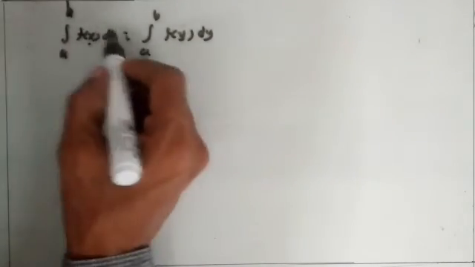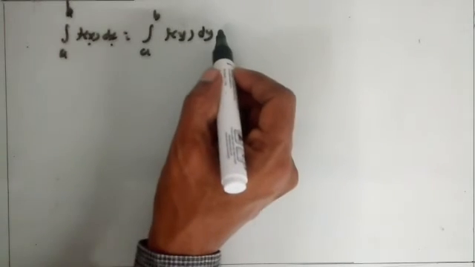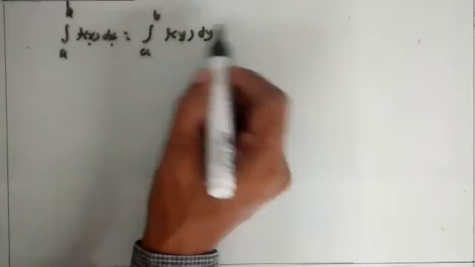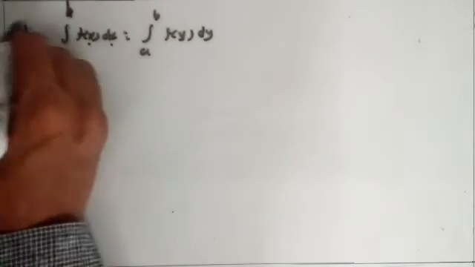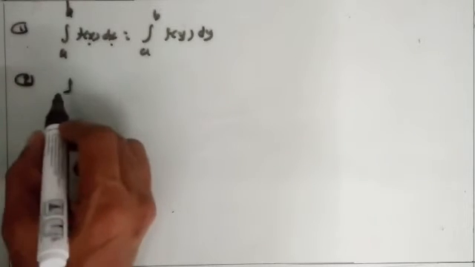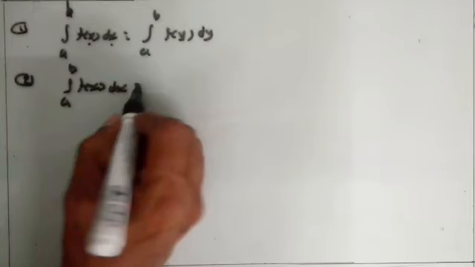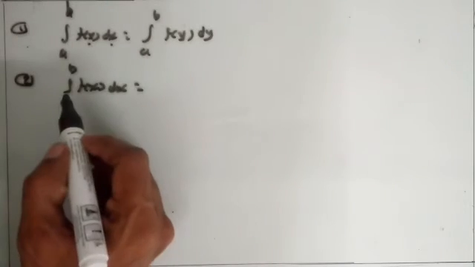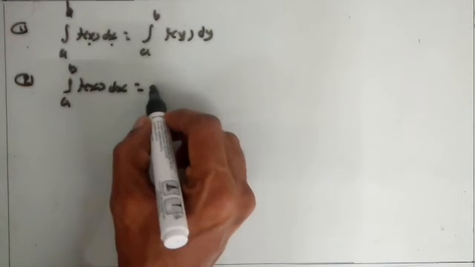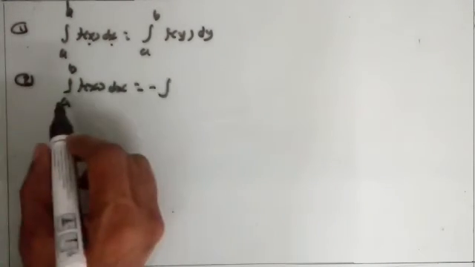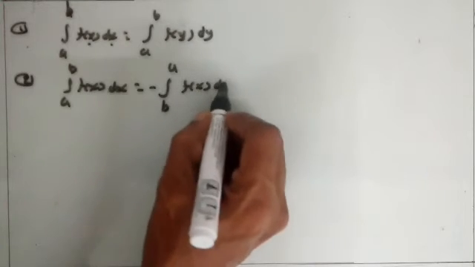Integration a to b f(x) dx is equal to a to b f(y) dy is equal to a to b f(t) dt or a to b f(theta) d theta. Take any variable. Now second property, integration a to b f(x) dx is equal to, if we change the limit of this definite integration, then the value of this integration becomes its additive inverse, that is minus b to a f(x) dx.